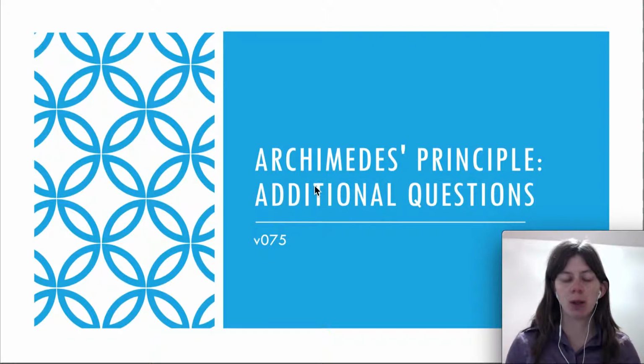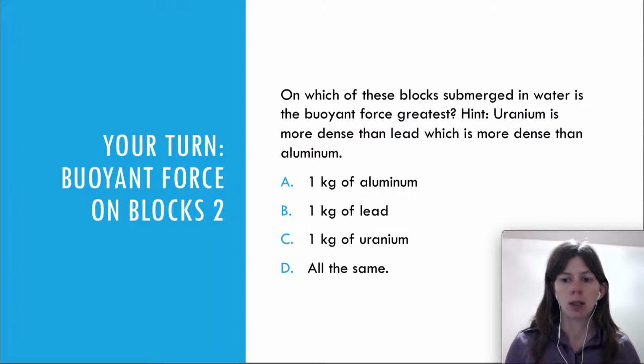I'm going to be going over some additional questions related to Archimedes' principle. Let's take a look. This first question asks about the buoyant force on three different blocks.